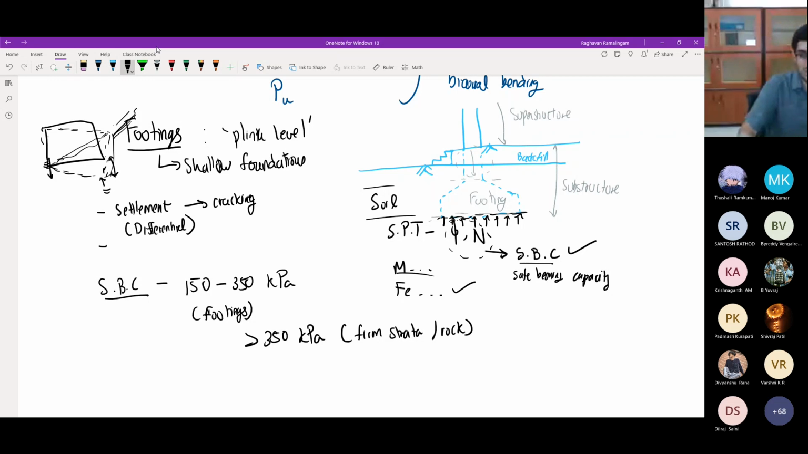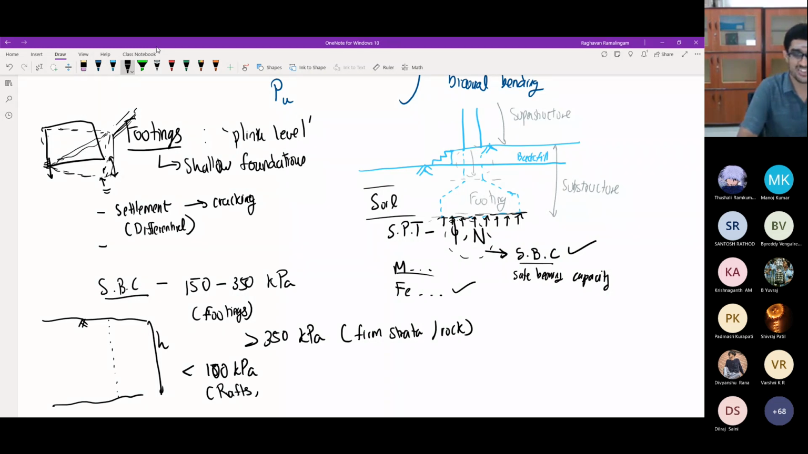At the other end of the spectrum, if it is lesser than about say 100 kilopascals, then it might not be suitable for normal footings. You may have to go for rafts. Or, see for example, this is the soil. So this is a certain depth of soil, say H. Will the SBC be the same everywhere along the depth?